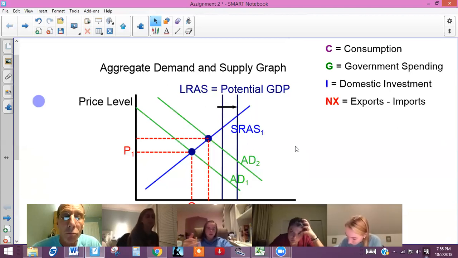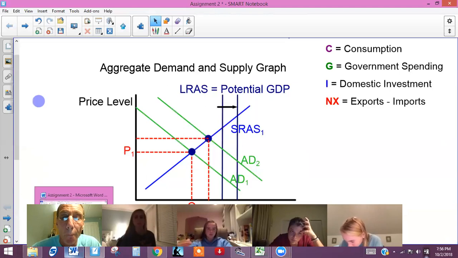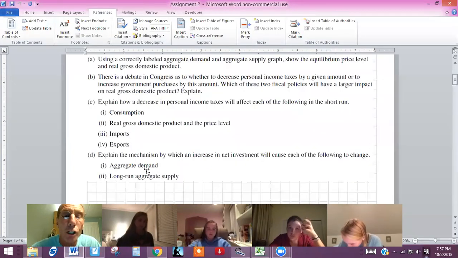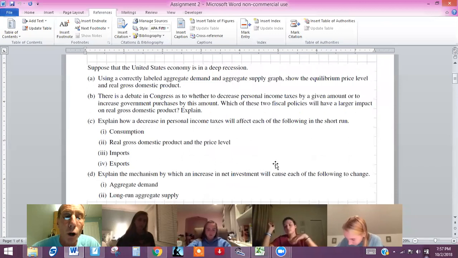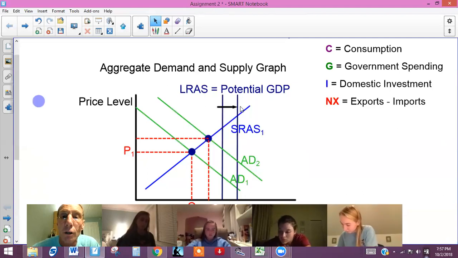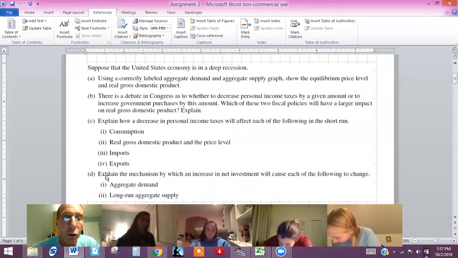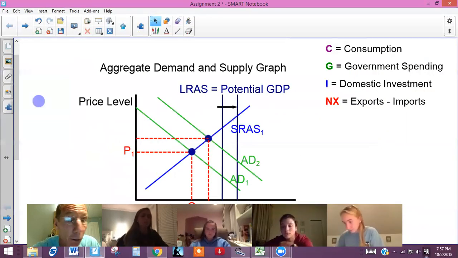Okay. Is this still on the same graph as the other question? Yeah, you could do it on the same one. You don't have to draw another one, it doesn't tell you to, but you can just explain it. I mean, if you're really good at these graphs, you can draw it where you say this shift right here is from part D. You can sort of say part D. It's up to you. Some of you have drawn beautiful graphs. Some of you, not so much.